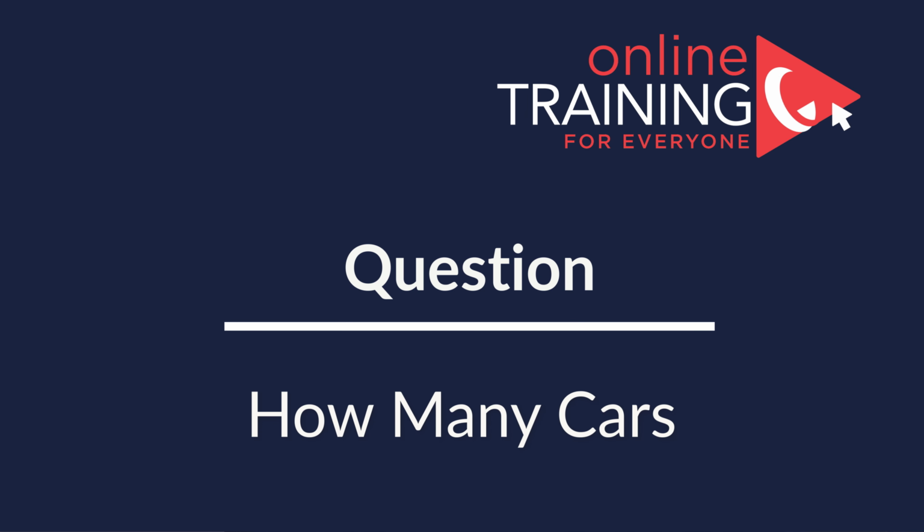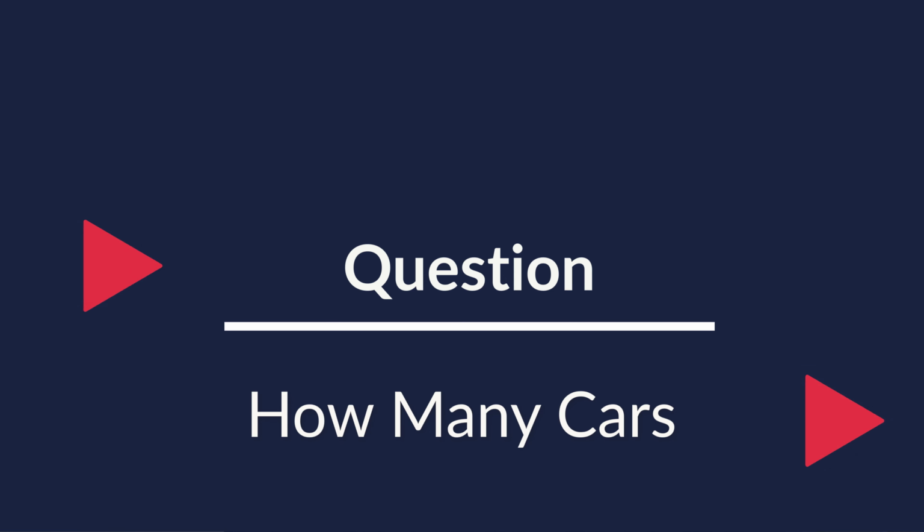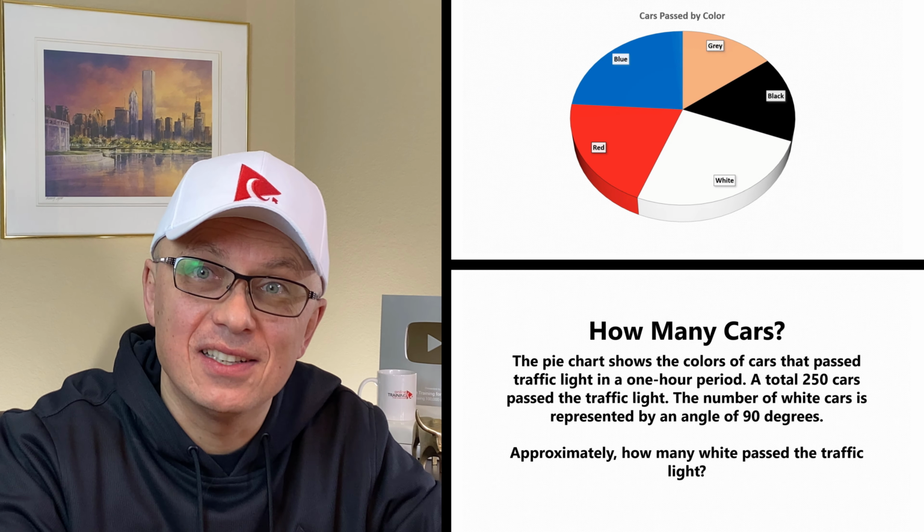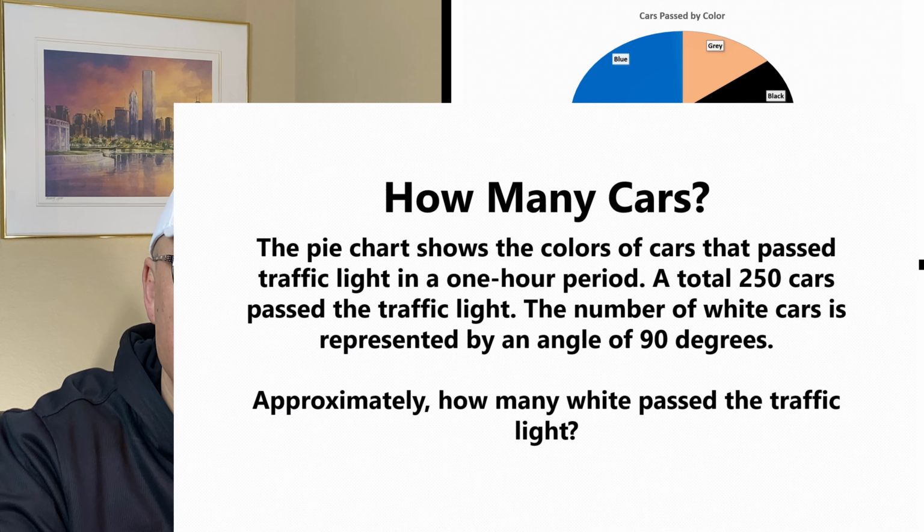A lot of times you get tested on your ability to analyze charts and graphs. In this question, we see a pie chart, which is broken down into parts. You see parts presented in different colors: white, red, blue, gray, and black. And the question asks you how many cars. Let's read the question more carefully.